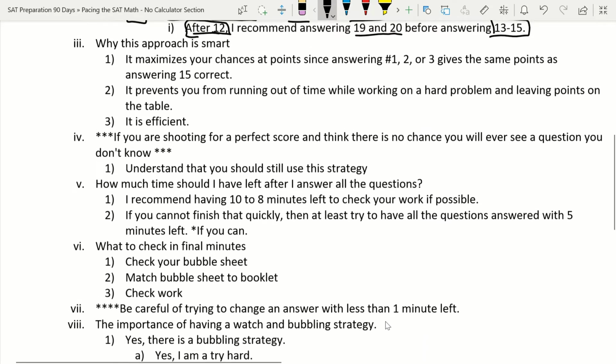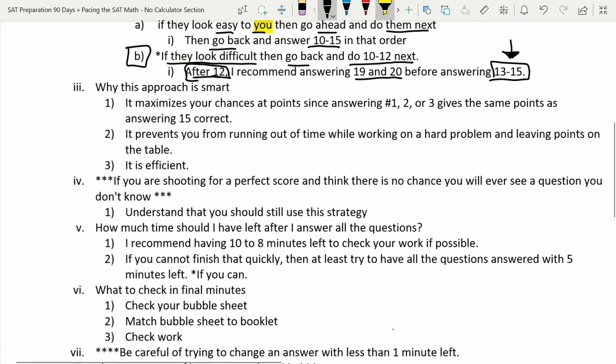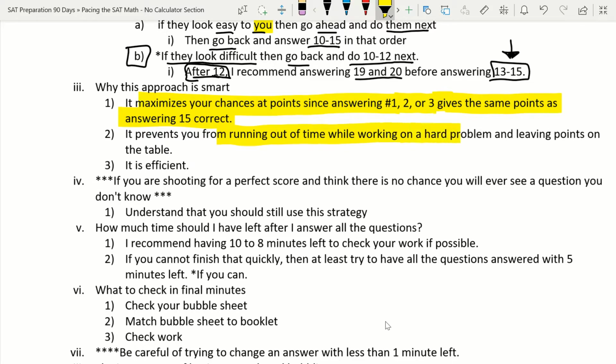Okay, so why is this approach smart and why do we want to use it? Well, it's going to maximize our chances at points, since answering questions 1, 2, or 3, which are really easy, gives us the same amount of points as answering question 15 correctly, when question 15 is usually really, really difficult. It's also going to prevent you from running out of time while working on a hard problem.